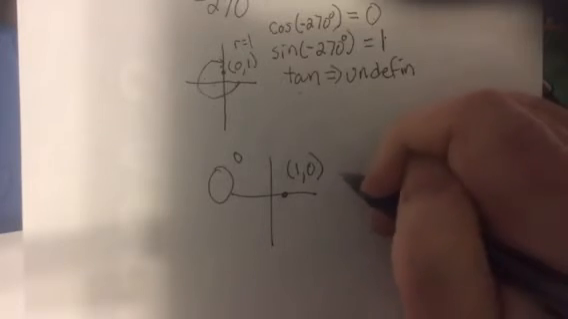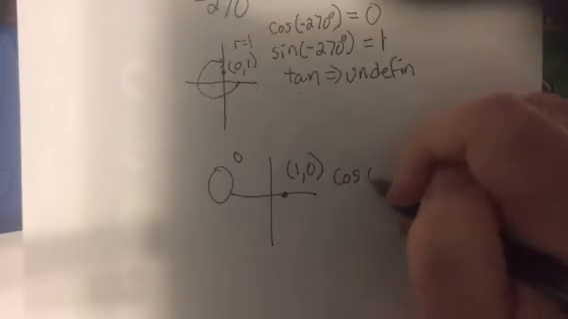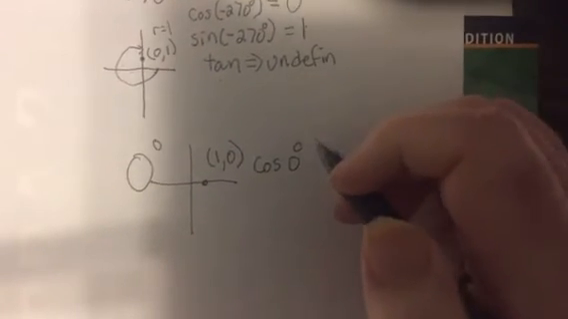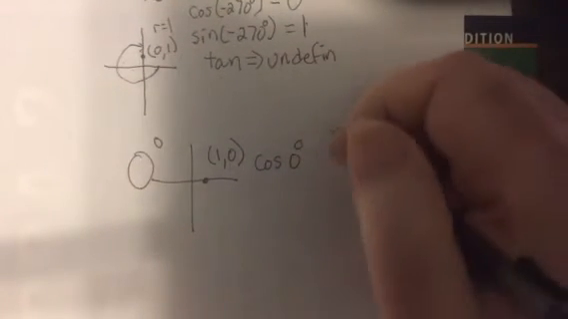So, let's see, cosine of 0 degrees. Let's move this over. There we go. That's a little better. I don't know why it's a bad picture. I'm going to have to do something.